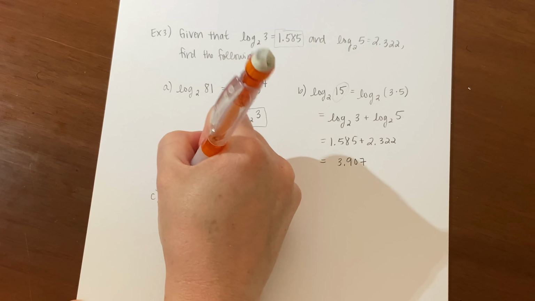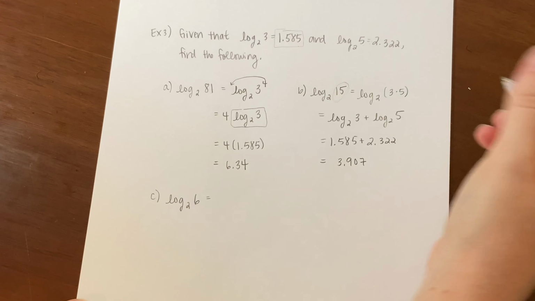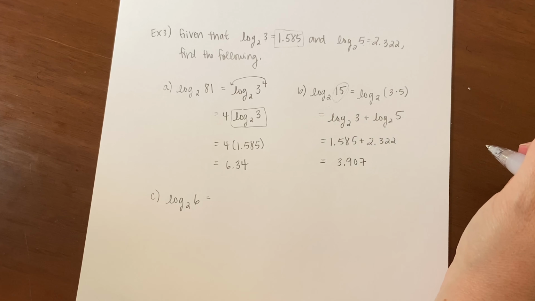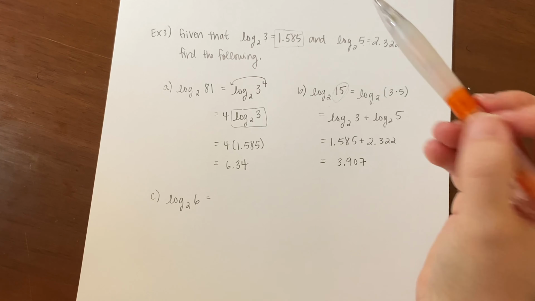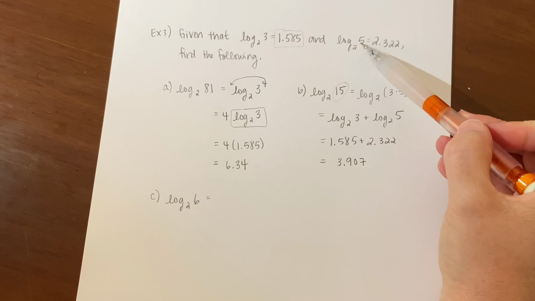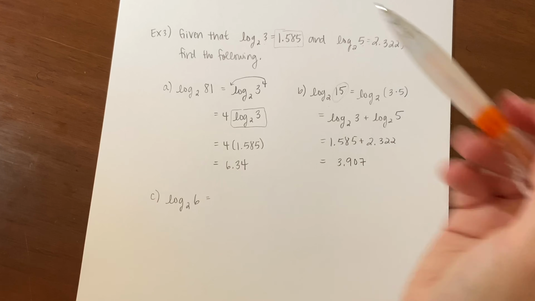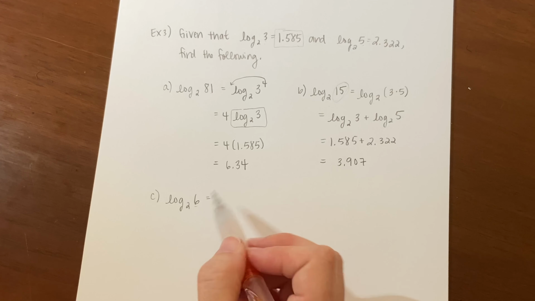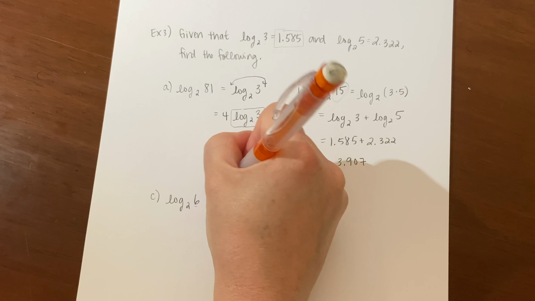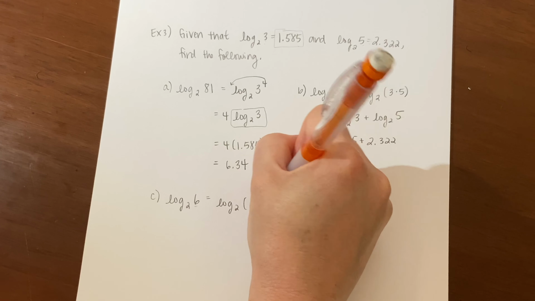All right, let's try one more. If we have log base 2 of 6. Now, this one is not as obvious. That's why I picked this one. You have to think a little deeper on this one. We still only have 3 and 5 to work with. If I have to use the 3 or the 5, I'm going to go with the 3. I know that 6 can be rewritten as 2 times 3. So let's see if there's anything we can do with that.